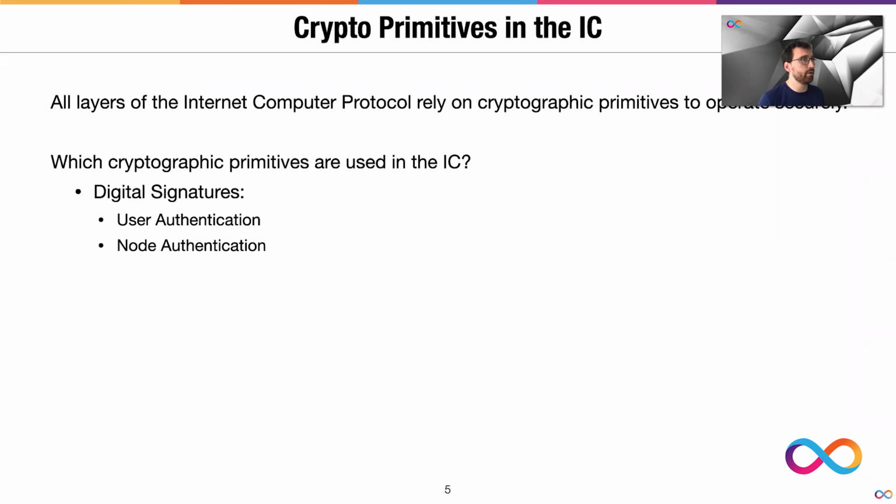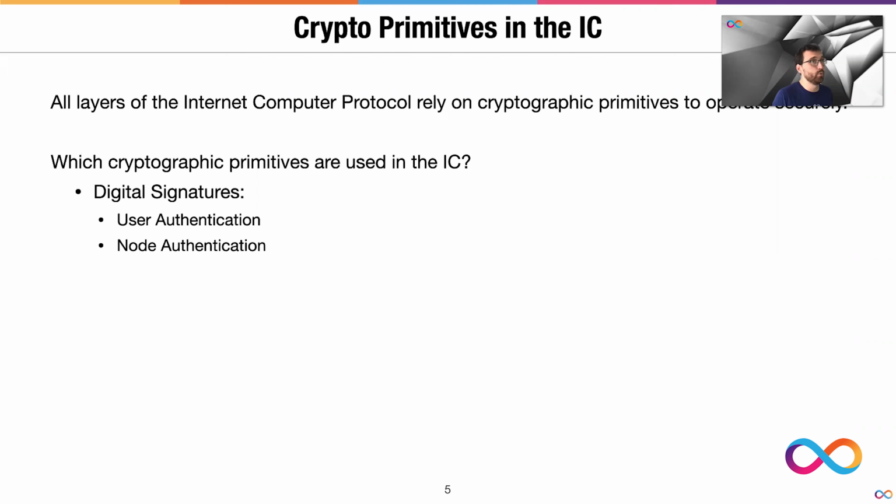If you are a developer or an end user of the internet computer, you are probably already familiar with the fact that for some interactions with the internet computer, you have to use a digital signature. For example, if you're making a transaction on the ledger, or trying to install a canister for the first time, or trying to update a canister, you may have to interact with the internet computer using a digital signature scheme. This is probably the most visible cryptographic primitive used in the internet computer protocol. It's the most visible from the outside world. However, this is not the entire story. This is just the beginning of it.